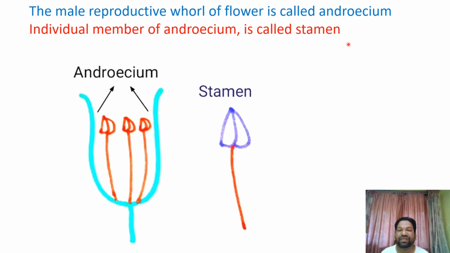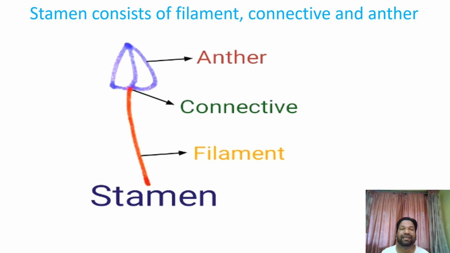Androecium is made up of stamens. So you can see here, this is the androecium, and this androecium is made up of stamens. So this is a stamen. Each stamen further consists of three parts, that is anther, filament, and where anther and filament are joined together, that is the connective.